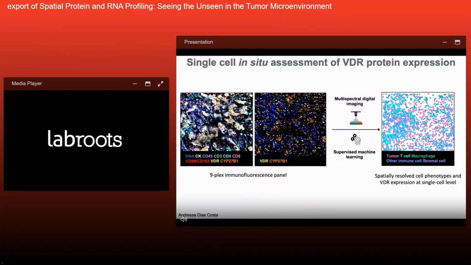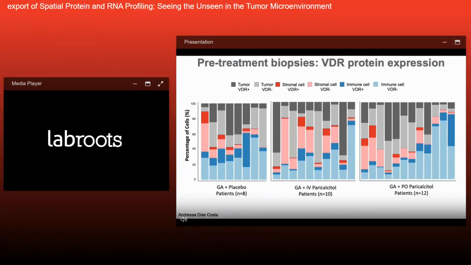When we ran this assay across tissue from our patients in the study, these are the results that we found. And so each of these stacked bar plots represents a separate patient, and they're broken out by arms. And the coloring represents the proportion of cells that are either tumor cells or stromal cells or immune cells that are positive or negative for vitamin D receptor expression. And as you can see, each of these stacked bars really looks quite different from one to the other. So there's a lot of heterogeneity here in terms of the relative expression of VDR positive and negative tumor, stromal, and immune cells.